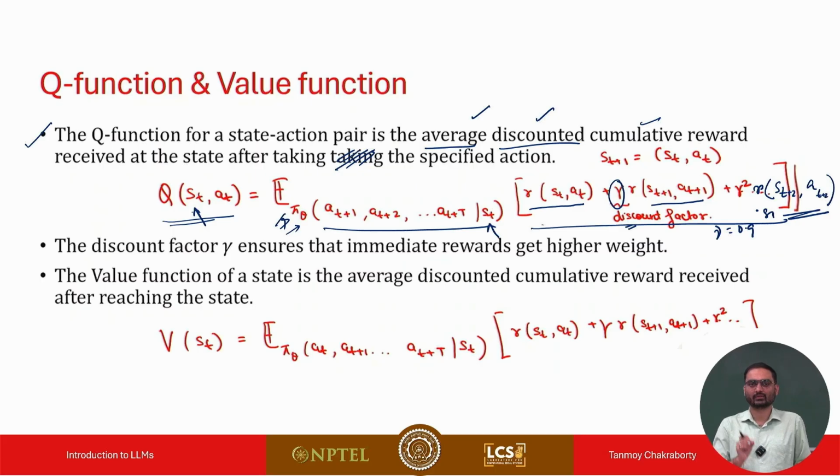The Q function is a function of the state-action pair, whereas the value function is a function of only the state. So what is the value function? The value function is the average discounted cumulative reward received after reaching that state. So this is not a function of action and state, by the way. So what's the difference between this equation and this equation? Only this part.